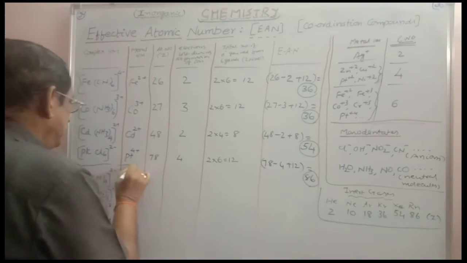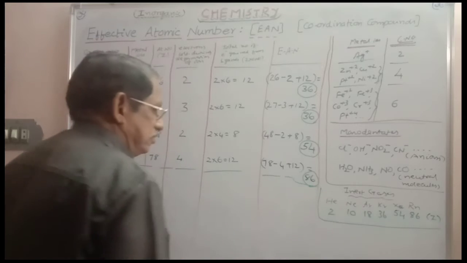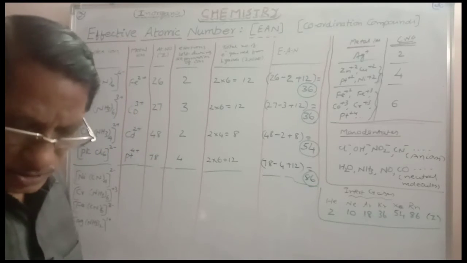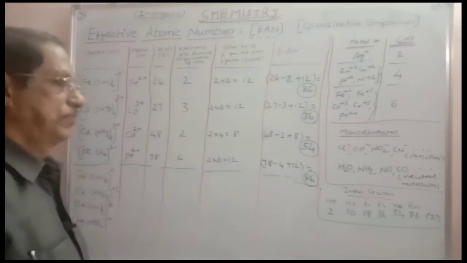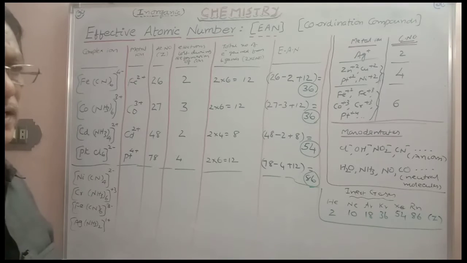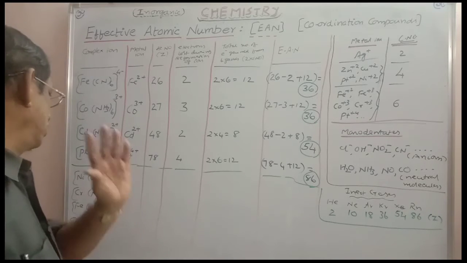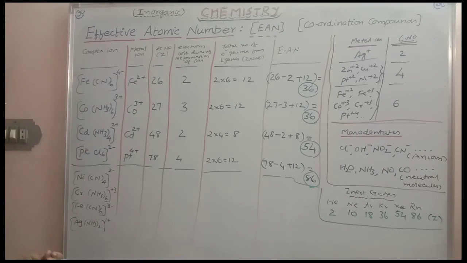Up to this extent, this is okay. Sidgwick succeeded in explaining the stability of the complex, why the metal ion is able to accept the electron pairs from the ligands. This is the answer. They are getting the stability by gaining the nearest inert gas configuration. And now let us take the remaining ions also. These are also very famous ions. Plus 4 complexes, plus 6 complexes are more famous in the case of complex ions and coordination compounds.